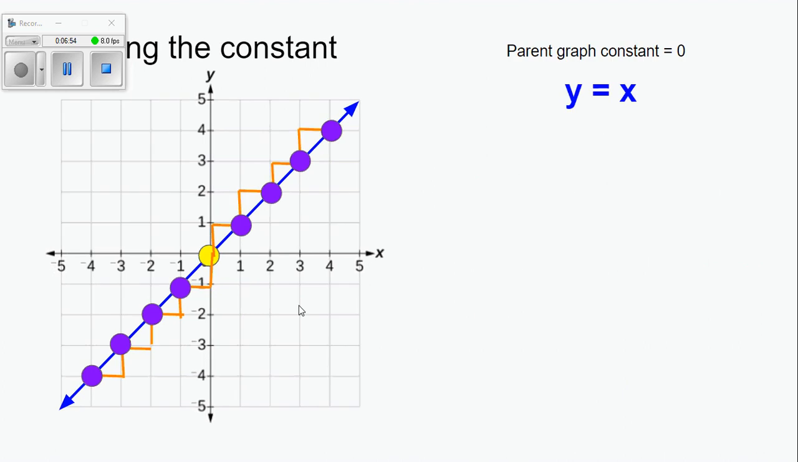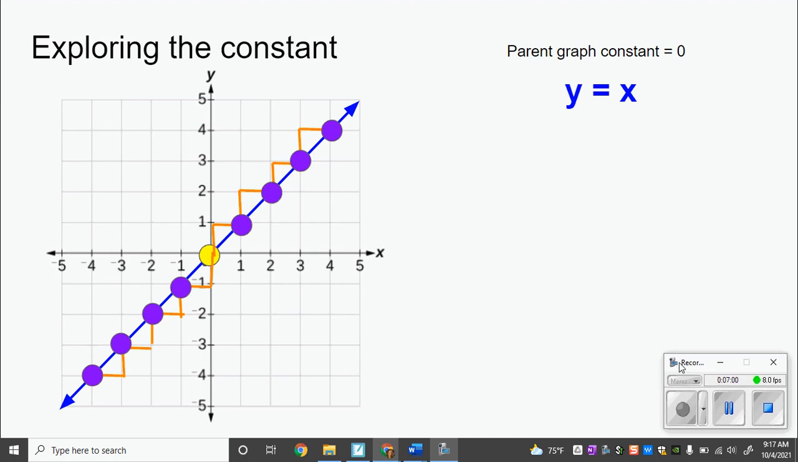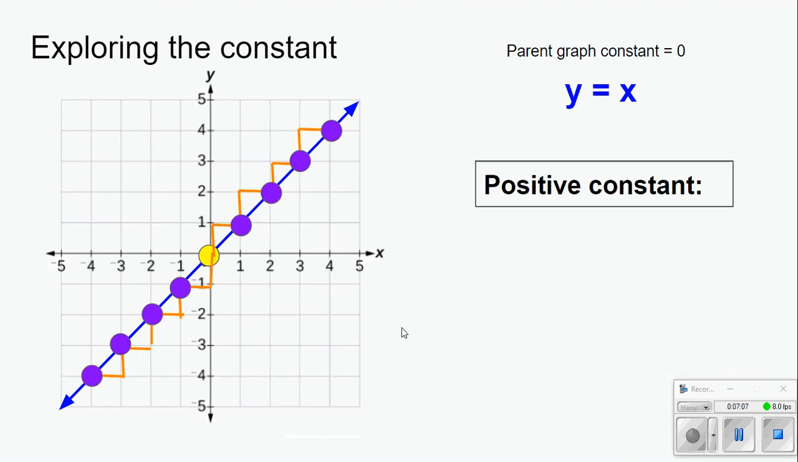So flip over with me now. We're at the top of page 9. And you can see at the top of page 9, I've actually already got the parent graph for you. And what we're going to do now is just explore briefly a positive constant. If you see the equation y equals x plus 1, that means that it's going to cross at 0, 1. Go ahead and jot that down in your notes. There's a place for you to put that on page 9.